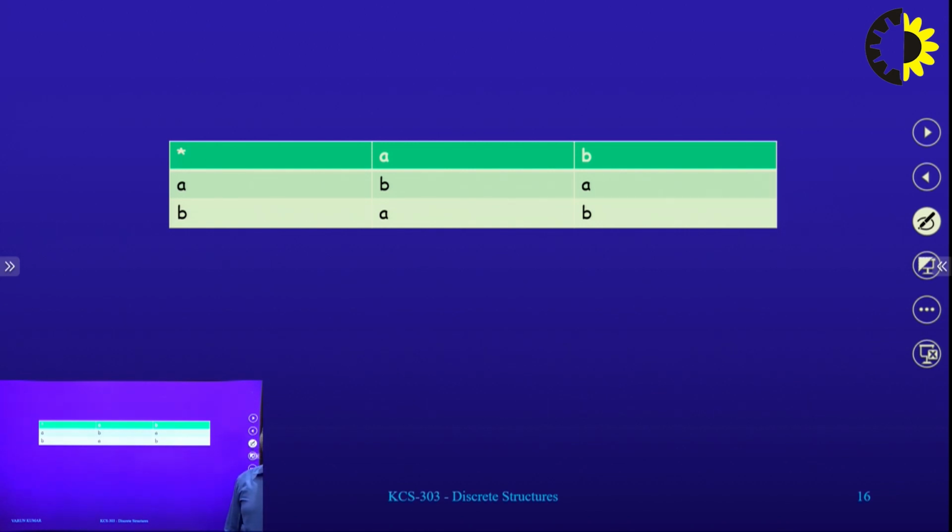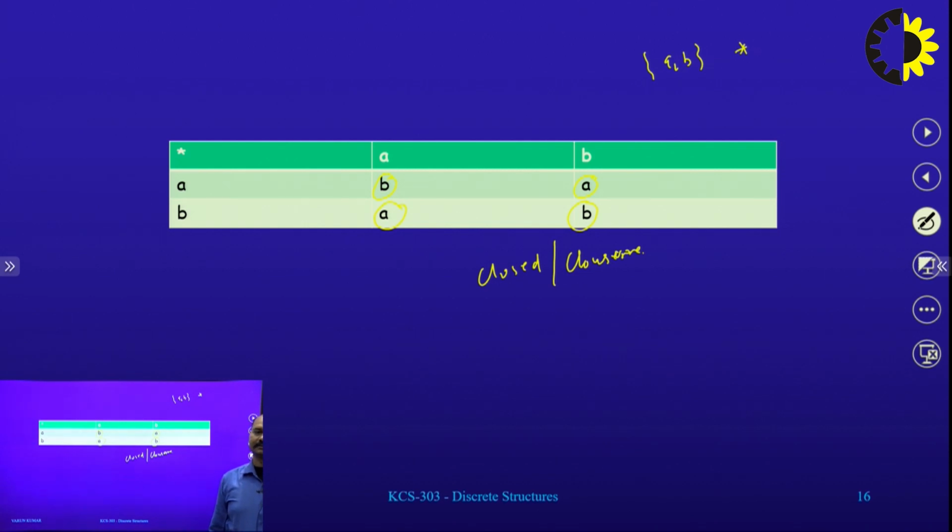Is this binary operation closed? The set is A, B and the binary operation is asterisk. What result comes? That is B. B belongs to the set, A also belongs to the set. So we can say that this is closed, or the closure property is satisfied.